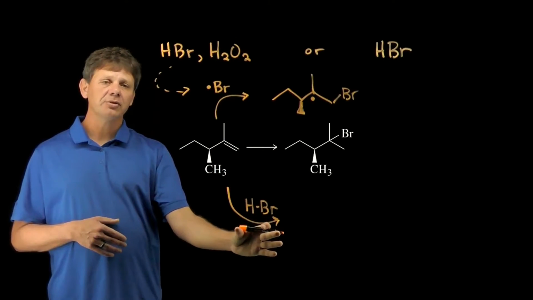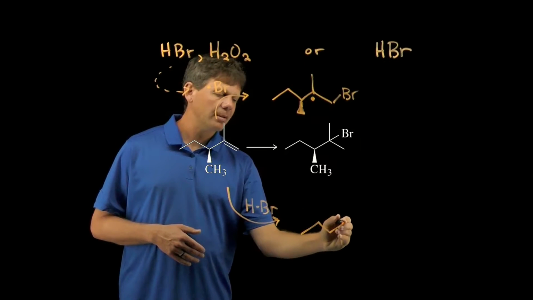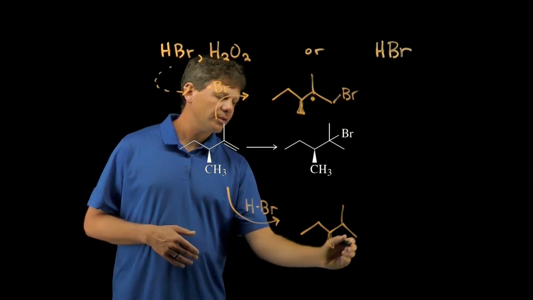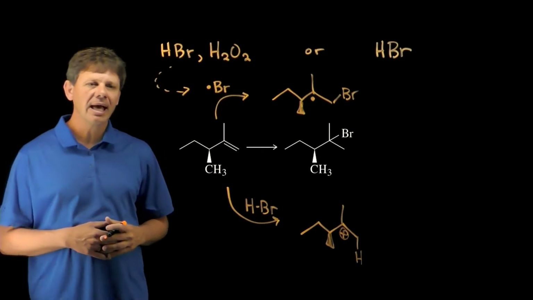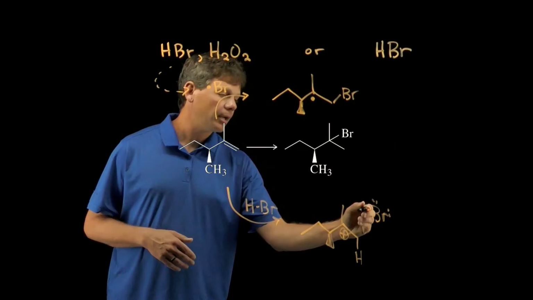The reagent system of just HBr alone is going to react to make the most stable carbocation. And so we end up adding the H first. I'll draw in the H that we're adding to make the tertiary carbocation that ends up getting attacked later on by the bromide ion.